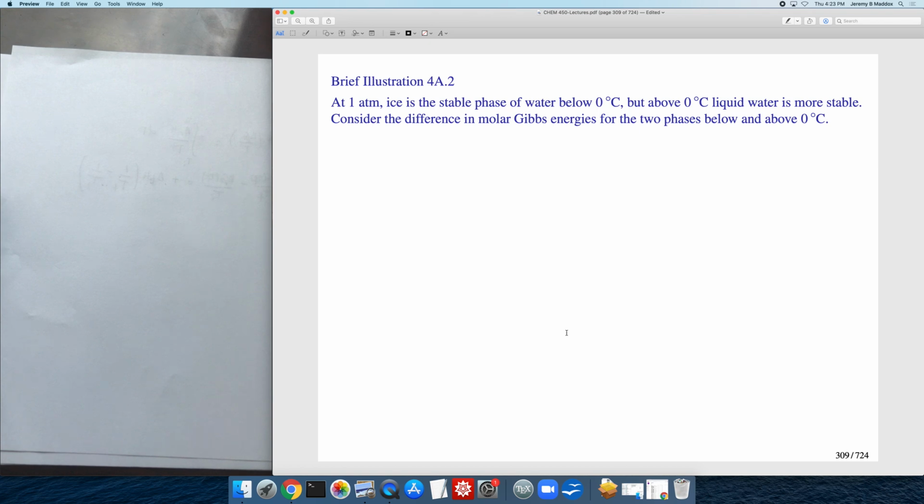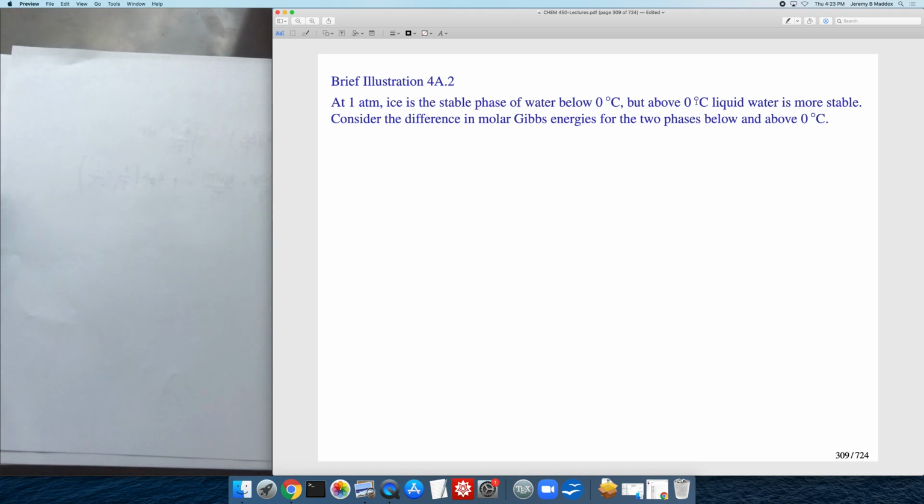So whichever phase is most stable under a given set of conditions, that would be the phase with the lower chemical potential. So below 0 degrees Celsius, ice will have a lower chemical potential than liquid water. Above 0 degrees Celsius, the liquid water would have the lower chemical potential than the solid water.